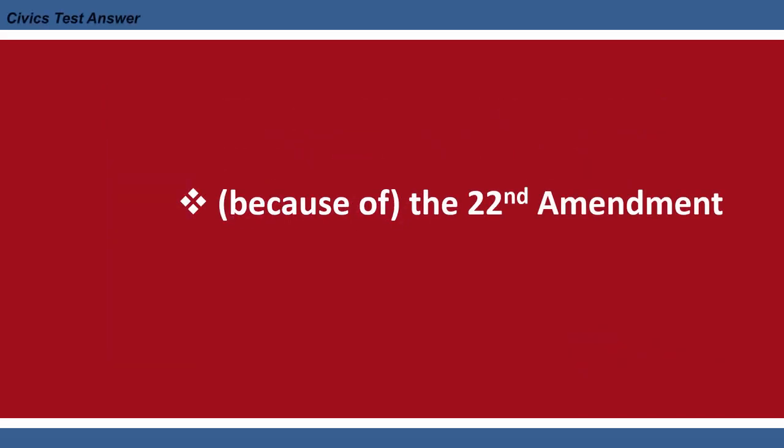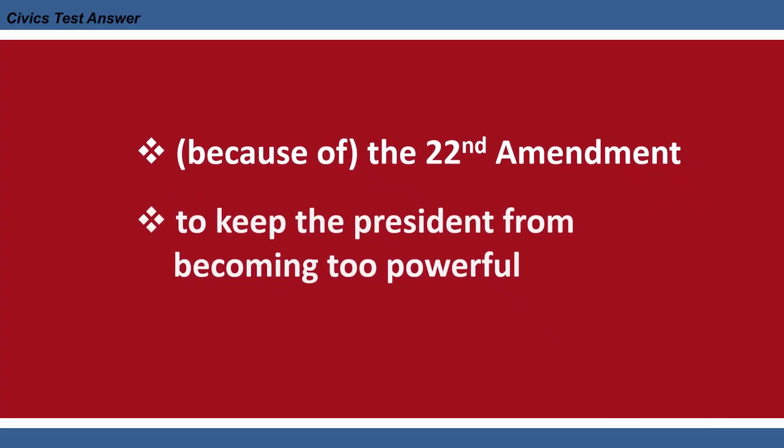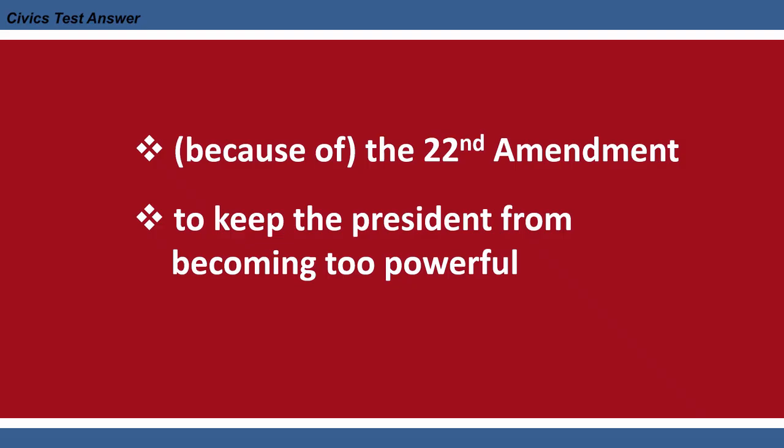The 22nd Amendment. Congress and a majority of state legislatures decided to add the 22nd Amendment to the Constitution in order to keep the president from becoming too powerful.